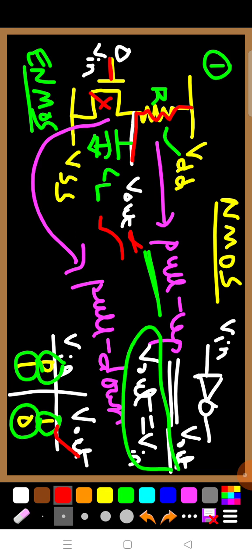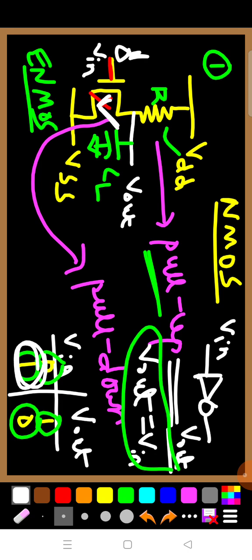Now similarly, when Vin is equal to 1, what is happening here? This transistor will be in on condition, then the capacitor starts to discharge. I hope you are clear. Then Vout is equal to 0. Is it understood?